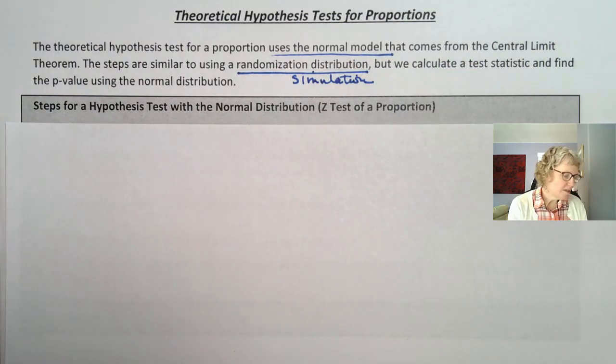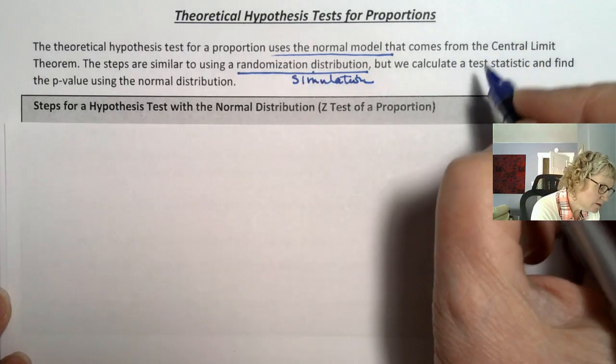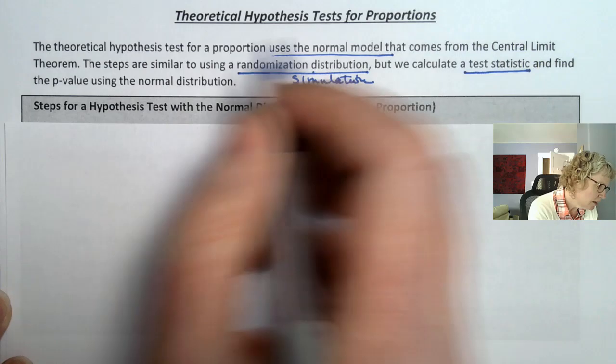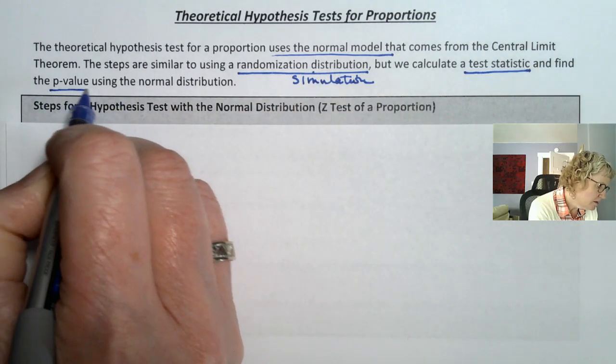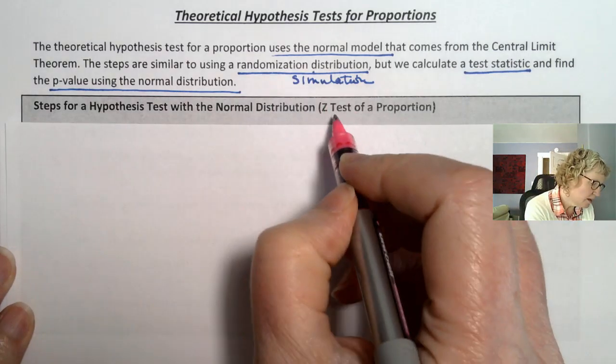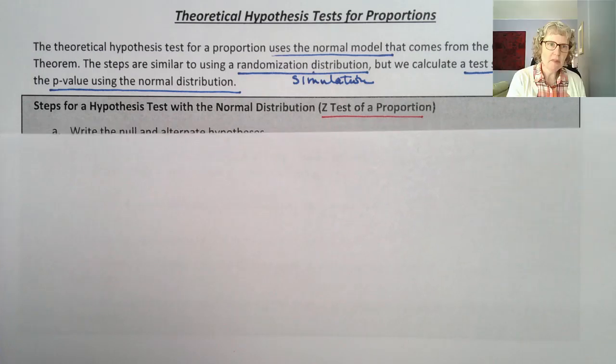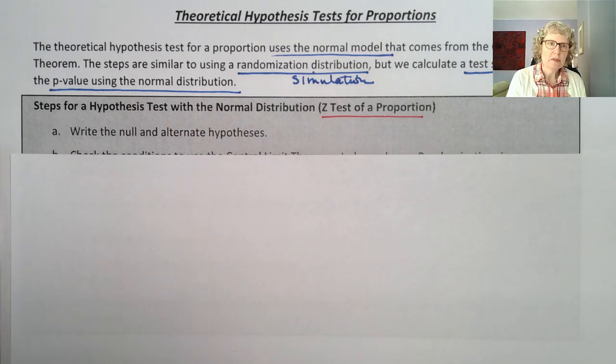Okay, what's different is we're going to calculate a test statistic. So we did not do that with a simulation. And then we're going to find our p-value. Instead of using a simulation, we're going to find it with the normal curve, okay? The normal model. So let's go through the steps here. Here are the steps, and it's called a z-test of a proportion. That's kind of the shorthand for this test.